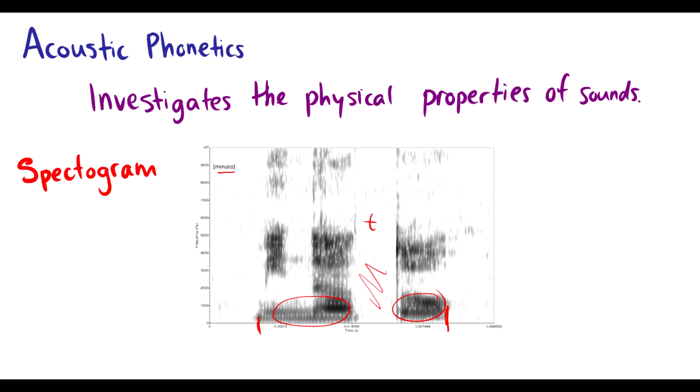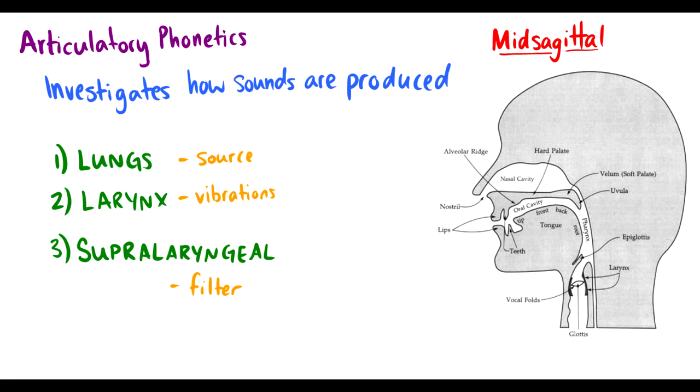So this is not the type of phonetics we're going to look at because you don't know the first thing about sounds yet. So how can you analyze something like this when you don't know how sounds are made or the different types of sounds? So instead, we're going to focus on articulatory phonetics. And this is investigating how the sounds are produced. So on the right here, you see something called a mid-sagittal diagram of the head and the vocal tract.